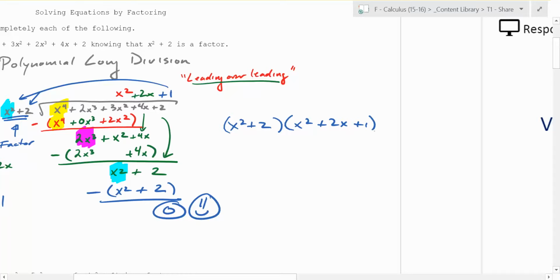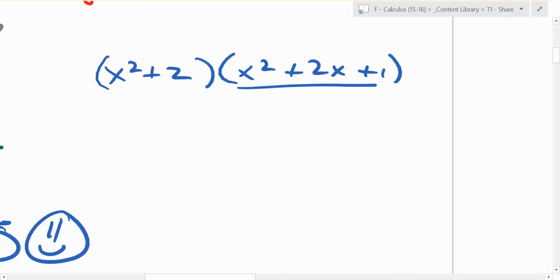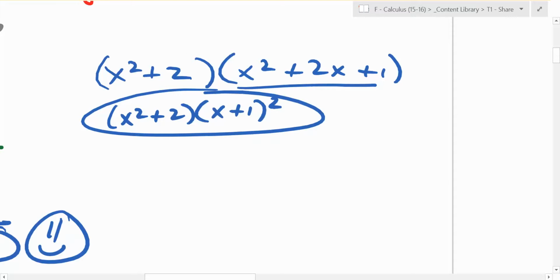Are we done? We can factor this. Can someone tell me what that factors into? Jen, what does it factor into? X plus 1 squared. Yep. Guess what? We just fully factored it right there.